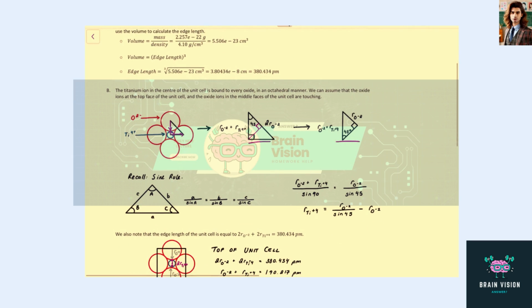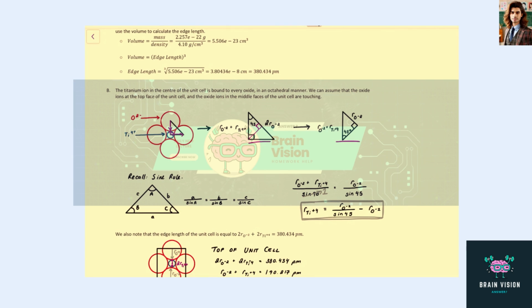And if we recall the sine rule, the sum of the radius of titanium and oxygen divided by sine 90 is equal to the radius of the oxide ion over sine 45. So if we rearrange, also, sine 90 is equal to 1. So basically, if we rearrange this equation, we have this equation here for the radius of the titanium ion based off of the radius of the surrounding oxide ions.